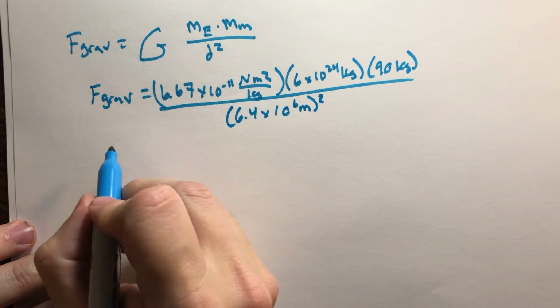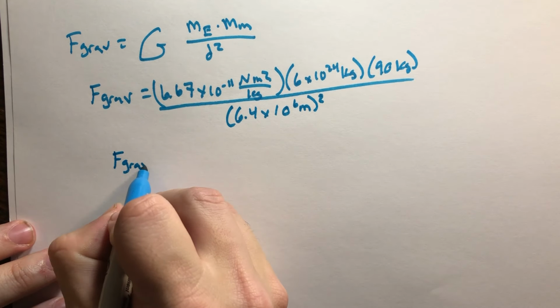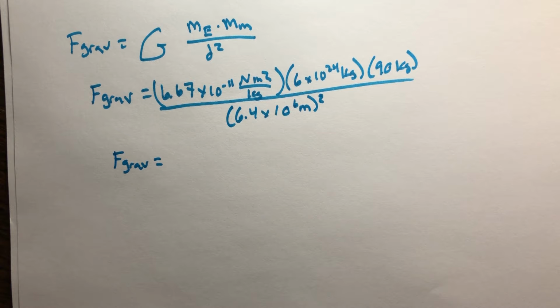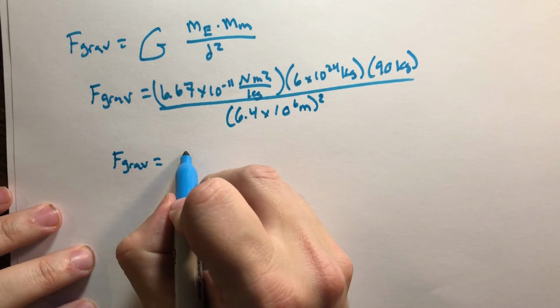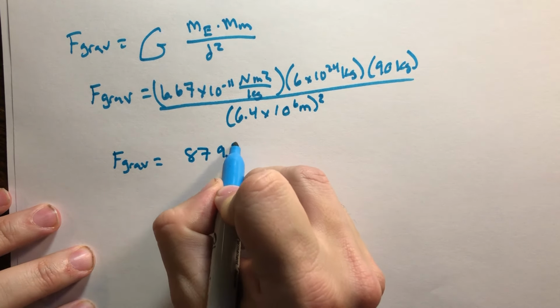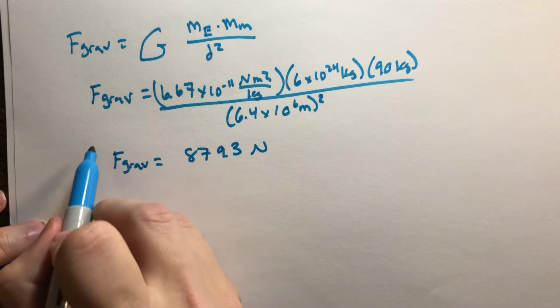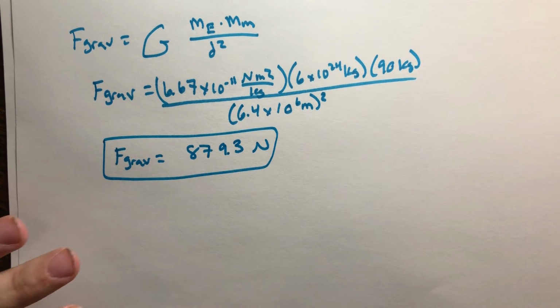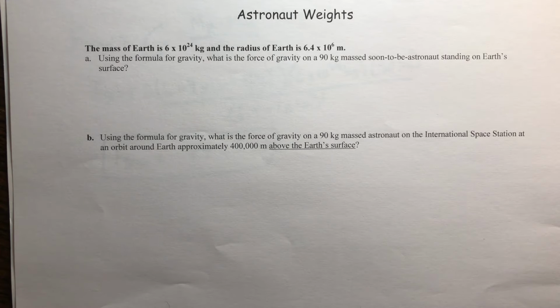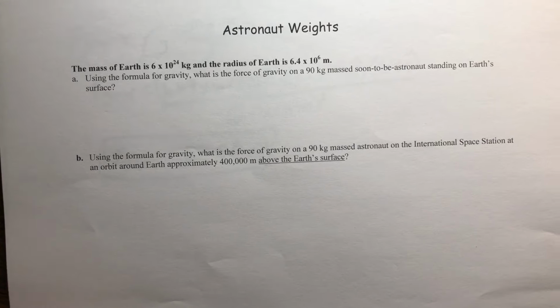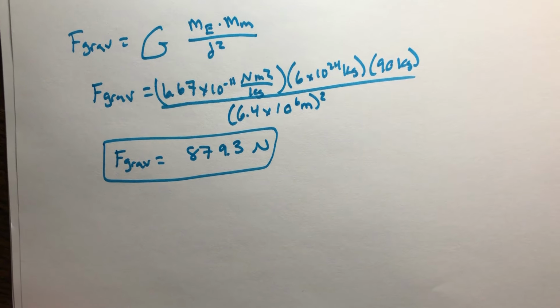So we plug in some numbers, and we see that the force due to gravity on the dude while he's standing on Earth is 879.3 newtons. Most of that obviously is because of the mass of the Earth, not the mass of him. Now in the second part, using the same formula, he is now 400,000 meters above the Earth's surface on the International Space Station, and we want to know what his weight is there, how it compares to 879.3 newtons.